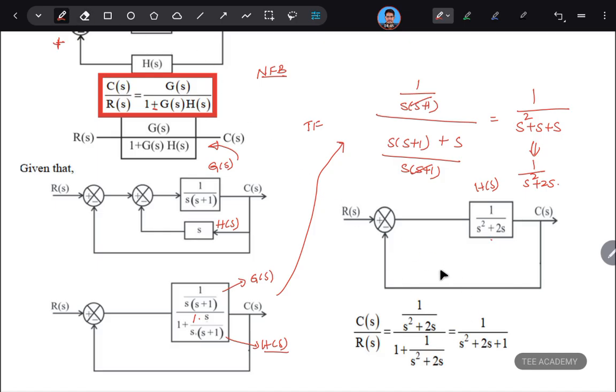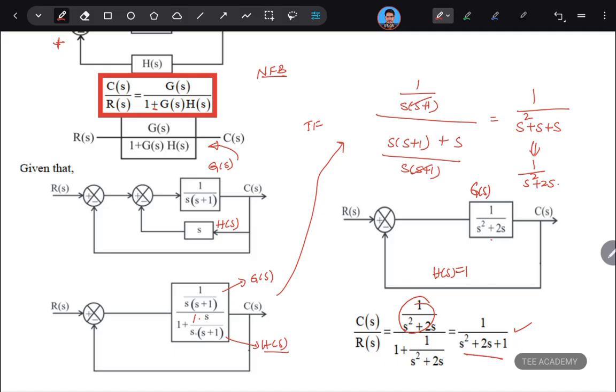So this will be, sorry, h of s, and this will be g of s, sorry. So sorry for the confusion. I will write it again here. Sorry, g of s. Now g of s divided by 1 plus g of s into h of s is equal to 1 by s square plus 2s plus 1.